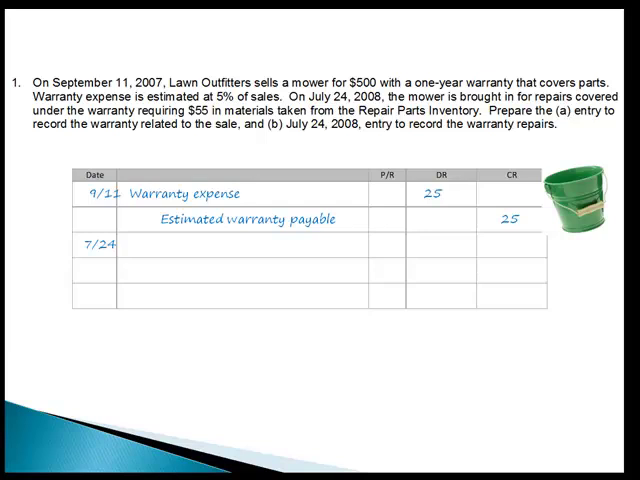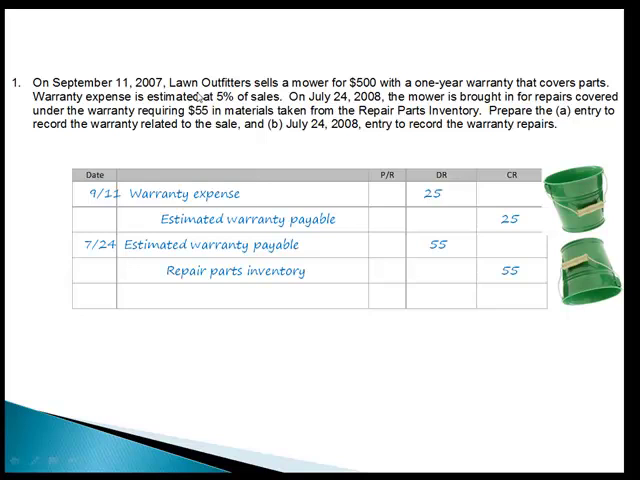Okay, now come the new year, so this is now July of the new year, the repair came in. Okay, it required $55. We're not going to record expense, we're going to just pour out the bucket. Okay, so $55, and we're going to take it out of repair parts inventory. Now students always ask me here, well, what happened? We didn't have $55 in the bucket, right? We only had $25 in the bucket.